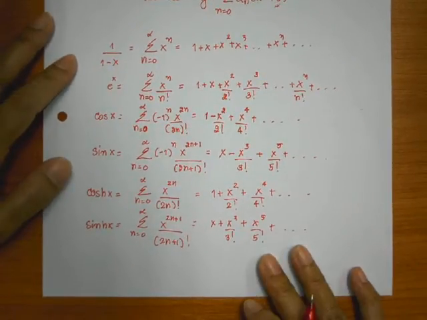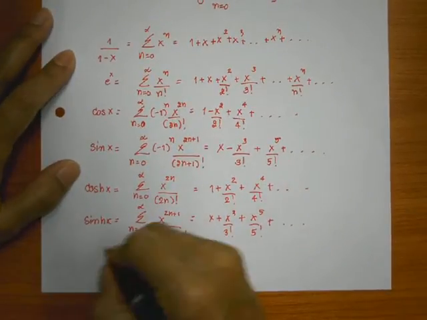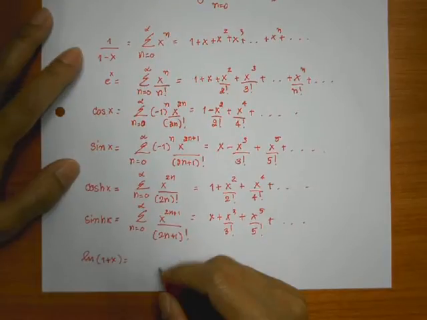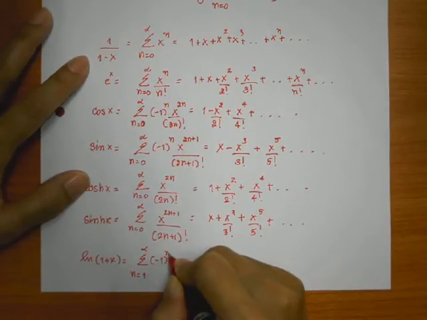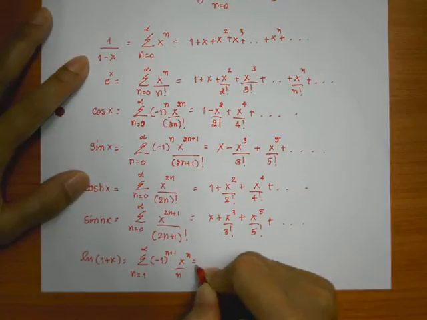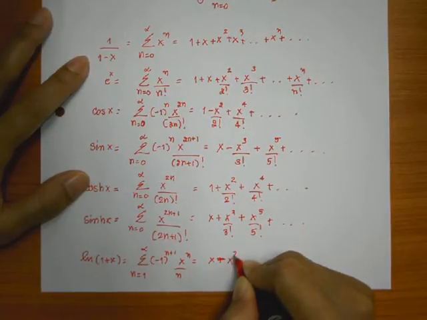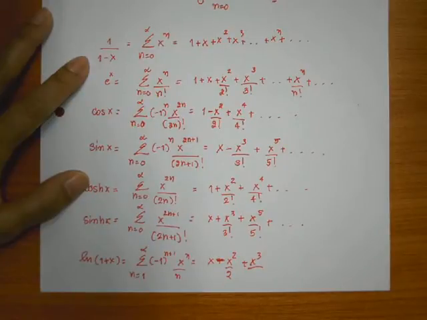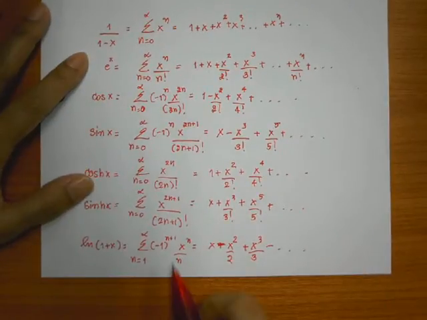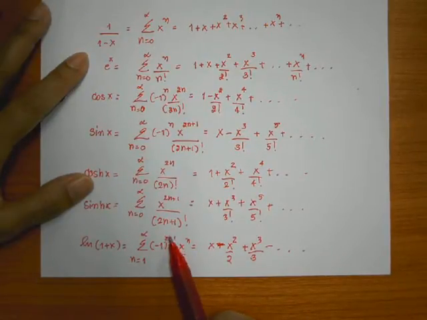Okay? For ln(1 plus x), in the power series form, you would get x, n equal to 1, minus x squared over 2, n equal to 2, plus x to the power 3 divided by 3, n equal to 3, or plus 3. Okay.